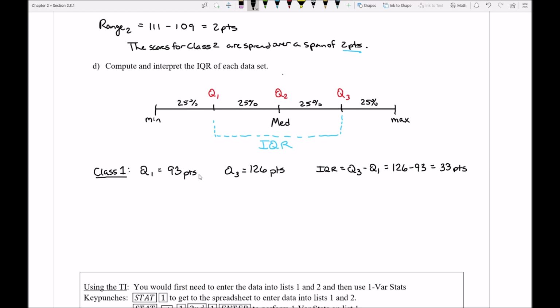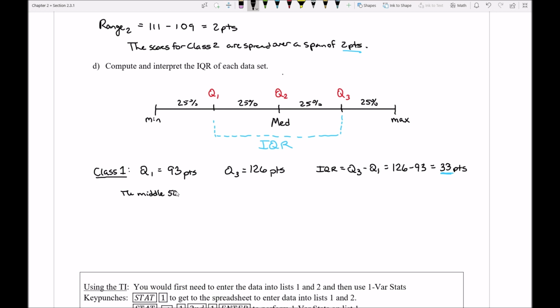Now interpreting this value is actually not too difficult. Notice that the IQR is telling me about where the middle of the data set is located, or how far the middle of the data set is spread out. But it's not just any amount of the middle. Notice that the IQR covers what percentage of the data? Well, it covers 50%. So to interpret my IQR, I could state this.